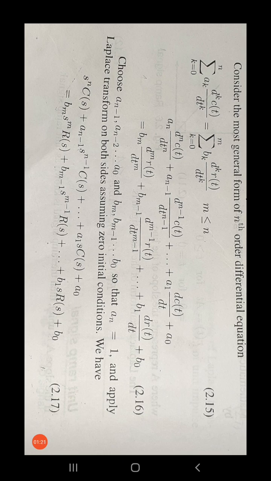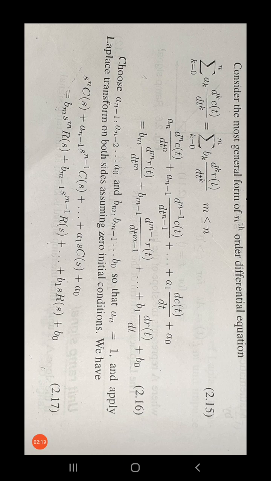Now consider the general form of the nth order differential equation, expressed in equation 2.15. Here, choose the coefficients a suffix n minus 1, a suffix n minus 2 down to a0, and b suffix m minus 1 down to b0, so that a n equals 1, and apply the Laplace transform on both sides assuming zero initial condition.